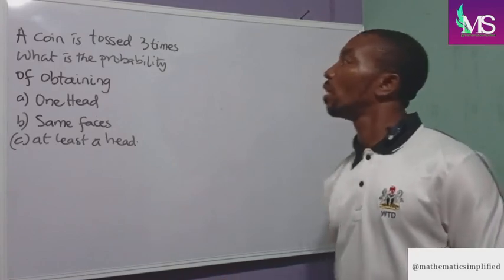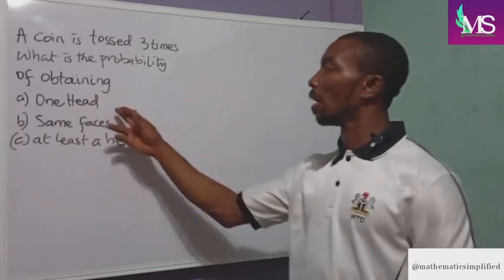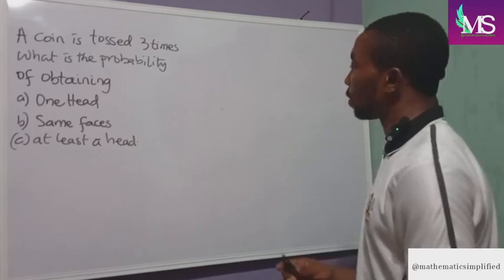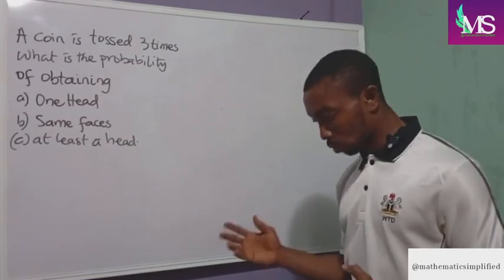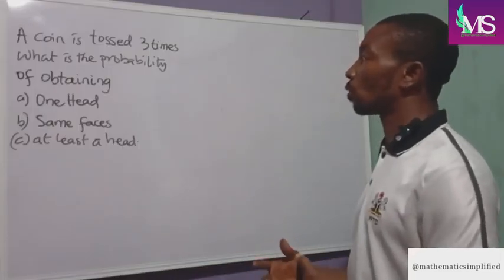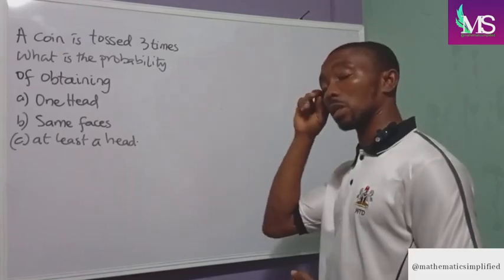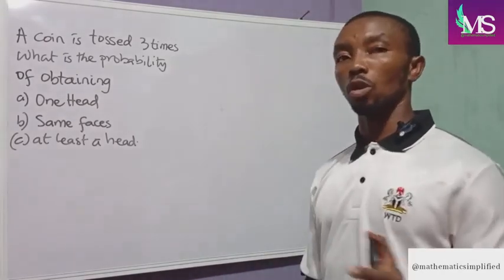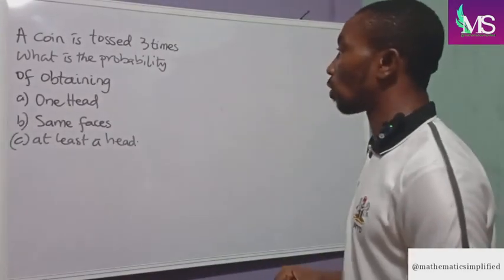And question 2 says, a coin is tossed 3 times. What is the probability of obtaining a head, same faces, and at least a head? Now, in solving this using a probability tree, it is important to know that our probability tree helps us to understand how to calculate multiple faces, or multiple choices without making mistakes. And one secret about it is that in your sum of outcomes, they must always be equal to 1. I will try to explain that in this current question.